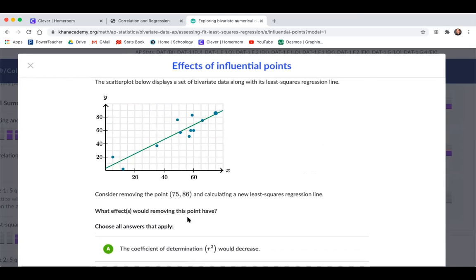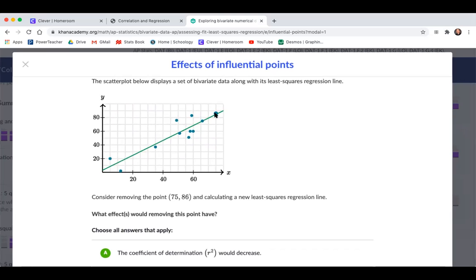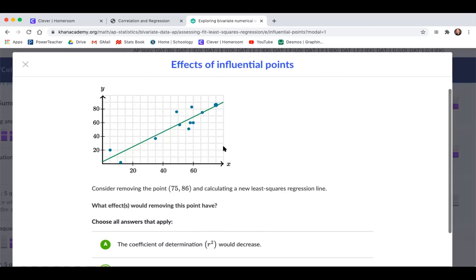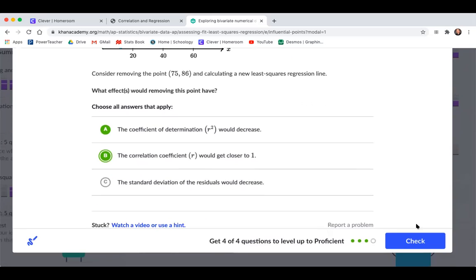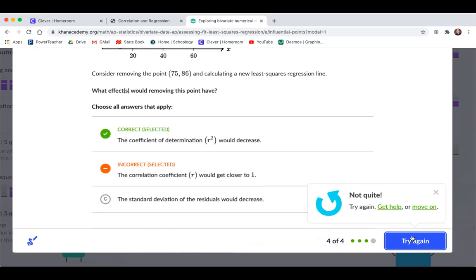And then for the standard deviation of residuals, this residual is essentially 0. So if I got rid of it, my average prediction error is going to increase. It's not going to decrease. So I could check, make sure I got it right. I did not.